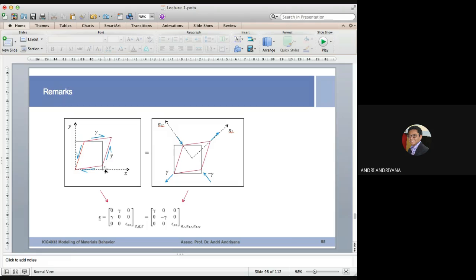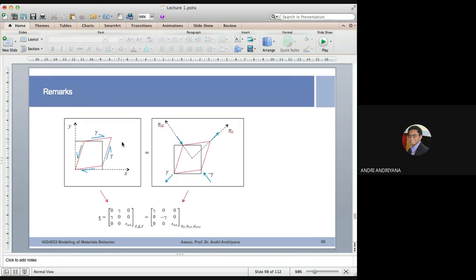This will be equal to saying that I can also get the red shape from the black shape by using another coordinate system. For instance, this is N2, this is N1, but instead of applying shear, I apply tension along N1 by the amount of gamma, and at the same time I apply compression by the amount of minus gamma along the second direction. So this is the meaning of changing from a normal basis to the principal directions.